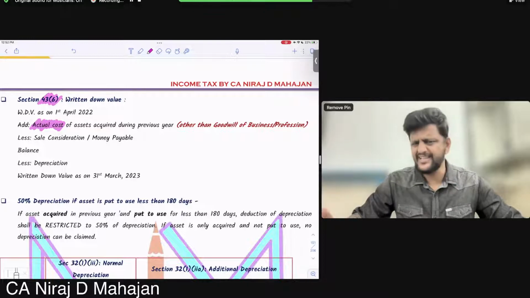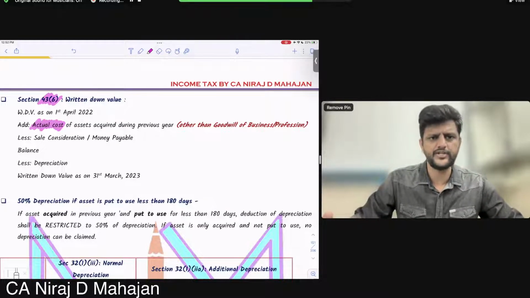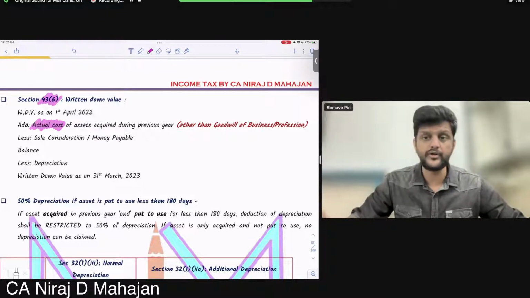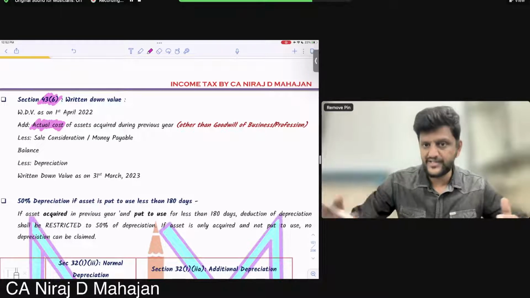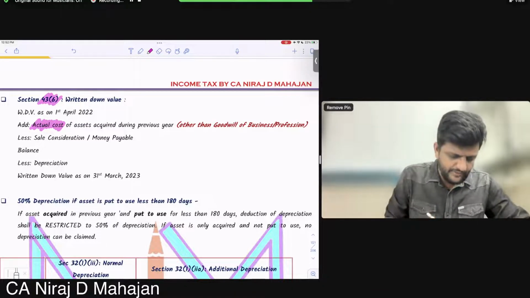other assets. Less, if at all, you sold assets during the year. So sale consideration or money payable. Money payable means money you are getting, okay? Even if it is scrap, you are discarding an asset, even that is possible. You get the balance, and then from the balance you reduce what?